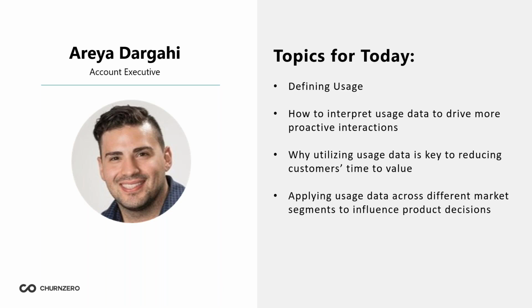So today, within the usage umbrella, I want to talk about 4 things. First, defining usage, what types of usage there are. How to interpret usage data to drive more proactive interactions. Why utilizing usage data is really key to reducing a customer's time to value in ways that we may not have thought of. And then lastly, how can we use usage data across different market segments and try to influence product decisions.